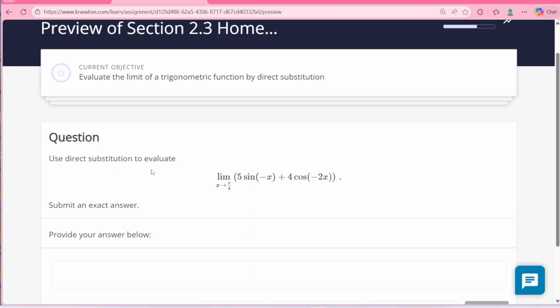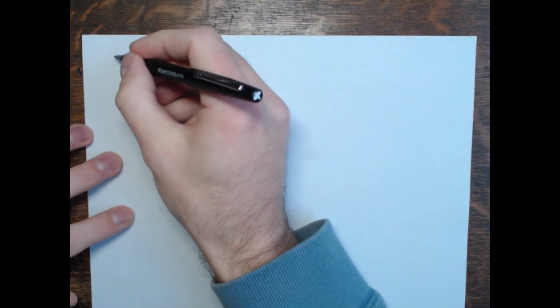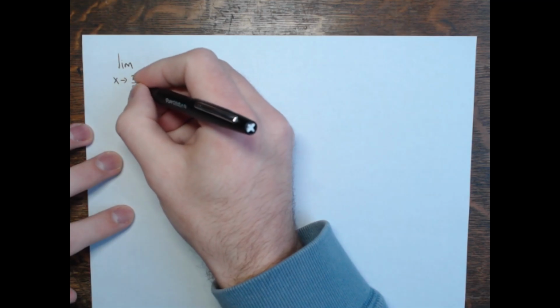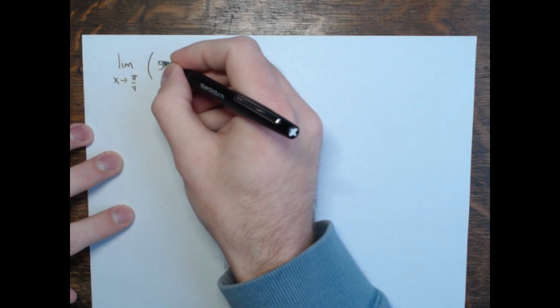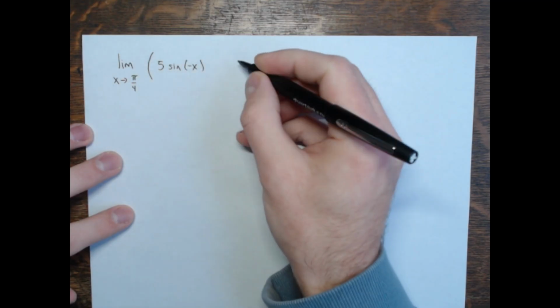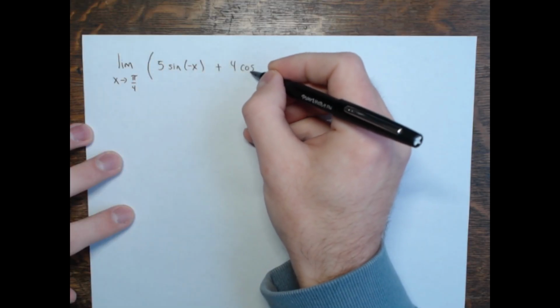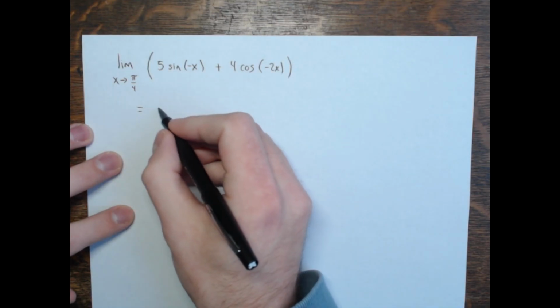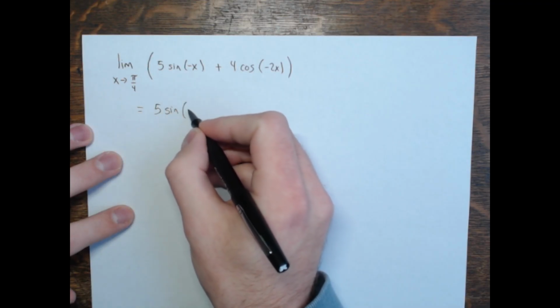All right, so this is another direct substitution. So use direct substitution, just plugging the values in. You just have to remember your trig values for something like this. The limit as x approaches pi over 4 of 5 times the sine of negative x plus 4 times the cosine of negative 2x. So they're telling you to directly substitute. So replace x with pi over 4.